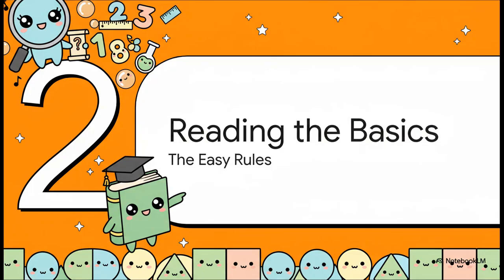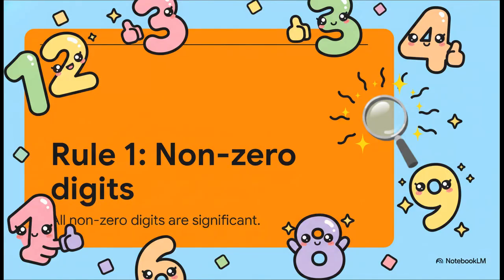So to solve this little puzzle, we've got to learn the basic grammar of significant figures first. Don't worry, we're going to start with the easy, straightforward rules. Rule number 1, and trust me, this is the easiest one. It's our foundation. Any digit that is not a 0, so, 1, 2, 3, all the way up to 9, is always, and I mean always, significant. It counts, period, no exceptions.